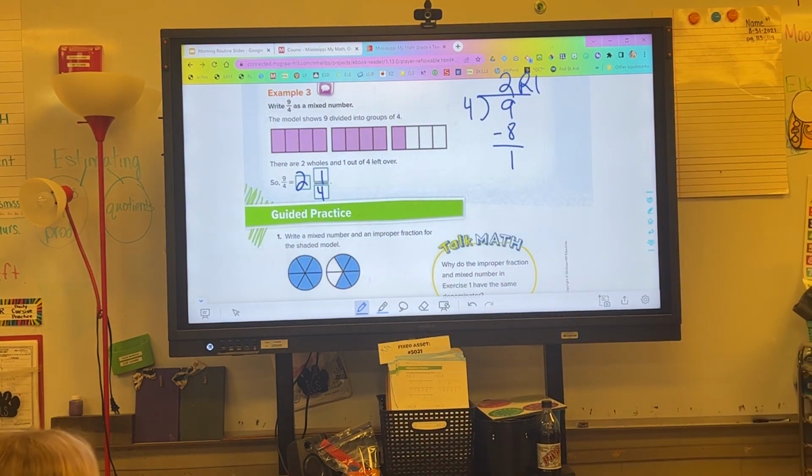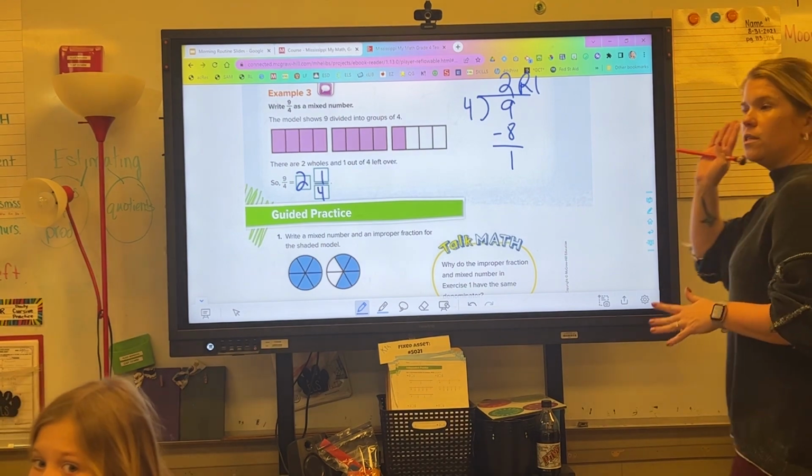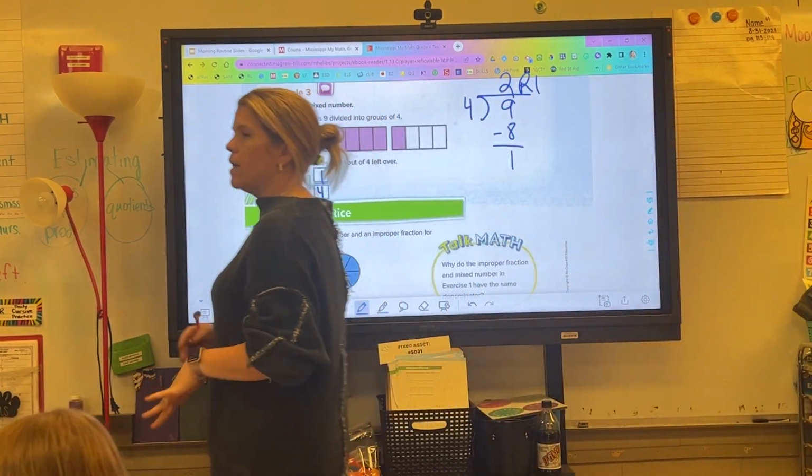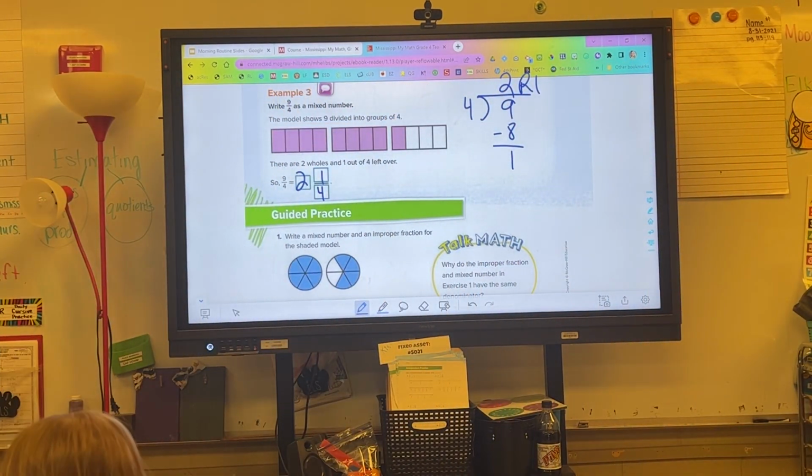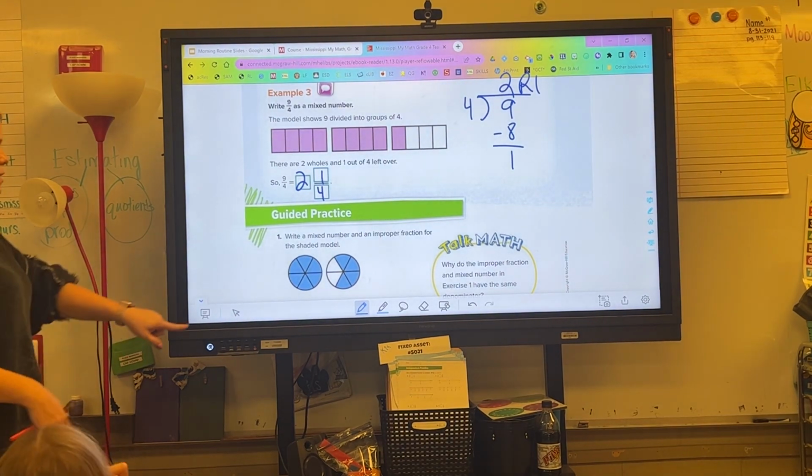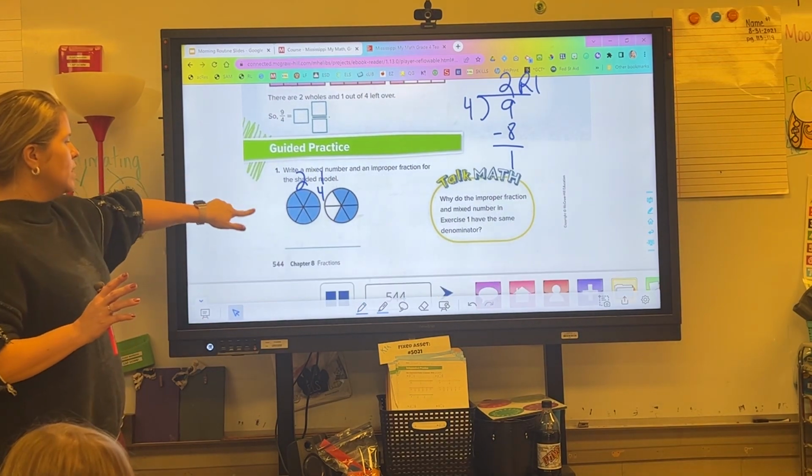Now, here's some good news about improper fractions and mixed numbers. You get to take a break on simplest form. If it's anything else, if it's equivalent fractions, if it's comparing and ordering, whatever it is, I can't take a break. Only time I can take a break on simplest form is when it's what? Improper fractions and mixed numbers. And we're going to see why with this one.